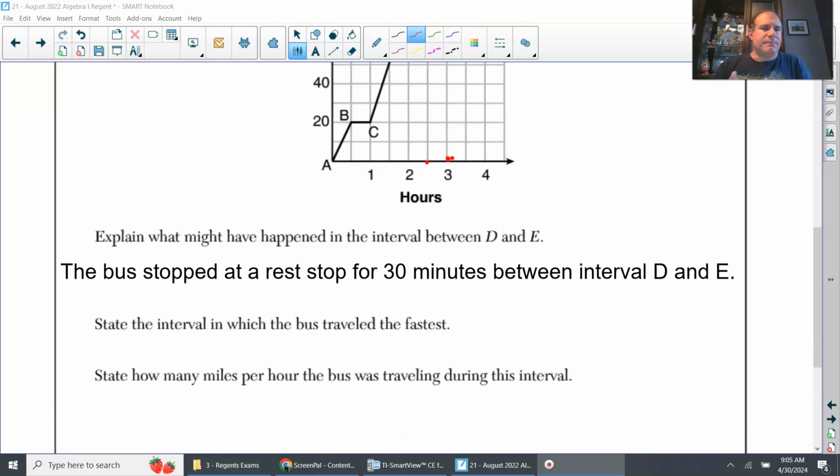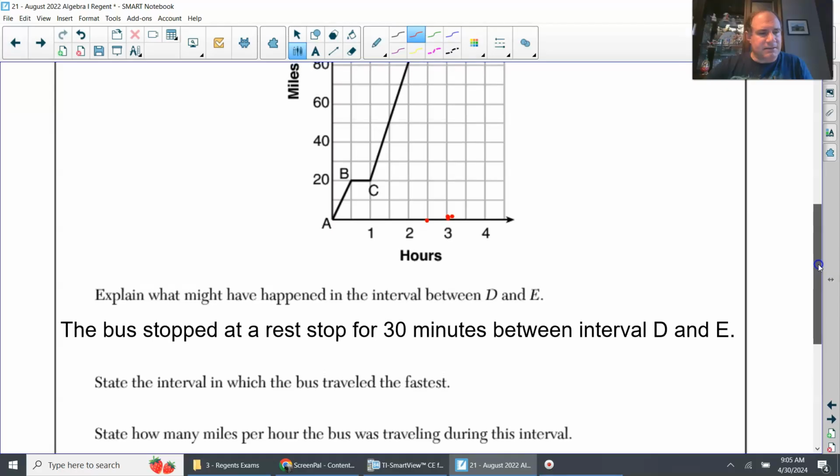And I put down that the bus stopped at a rest stop. We don't know if it stopped at a rest stop. We might have stopped to get gas. Who knows what happened. But gas probably wouldn't take 30 minutes. Stopped at a rest stop for 30 minutes between interval D and E. And that's it.